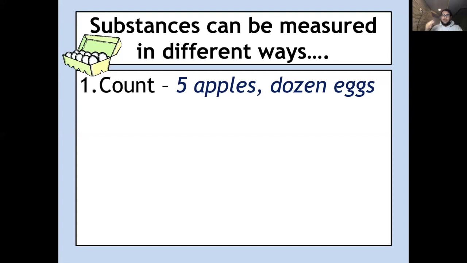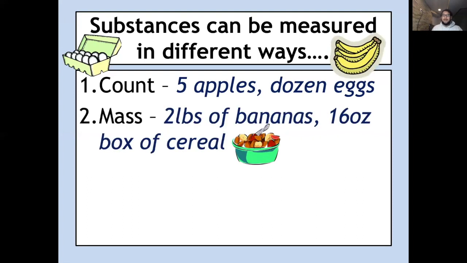Another way we can count other foods, this makes me hungry a little bit, is by mass. Right? If you need some bananas, you might not say, hey, I need 15 bananas. You might say, I need 2 pounds of bananas, or my box of cereal is 16 ounces, for example, right? You use the mass of something to communicate how much of it you need or you want.